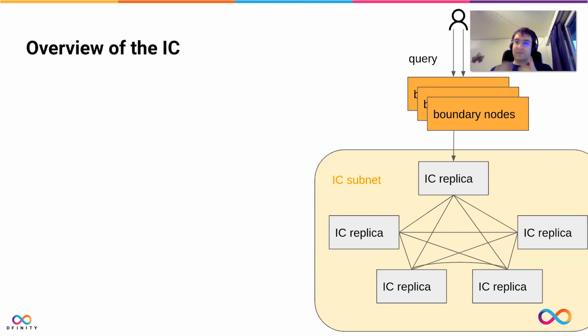Right. So the boundary nodes do load balancing, but we also use them as a rate limiter to protect the IC from DDoS attacks or anything like that. So for these two reasons, when we measure the scalability of the IC and anything related to performance, we are not really using the boundary nodes, because we need fine-grained control over which replicas we talk to, and we also don't want to measure the rate limiter in the boundary nodes, right? If you would run against the boundary node, we would just get the number that is hard-coded in there.